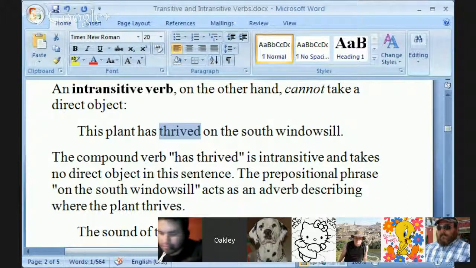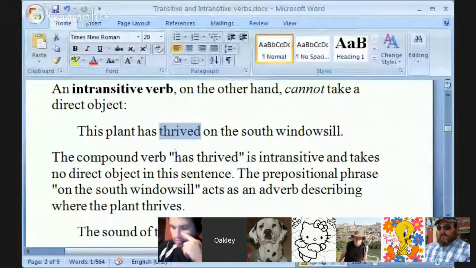Thrived. Heidi, do you know what thrived means? Interesting word. Are you thriving? I don't know. Heidi, are you thriving? Yes, grow up. Grow strong and healthy, extremely healthy and extremely strong. Are you thriving? No.